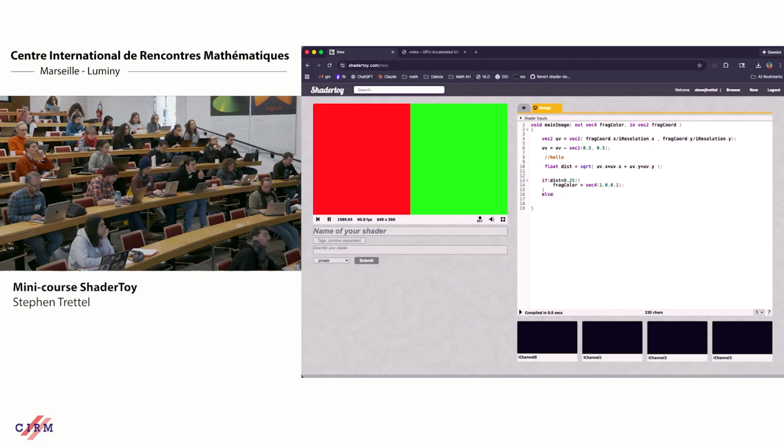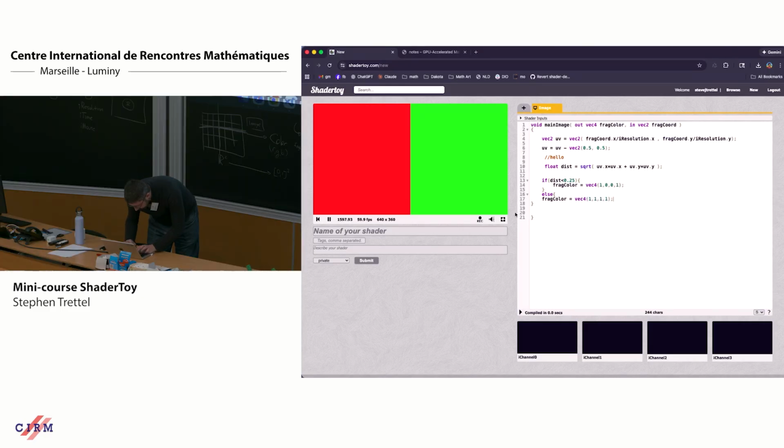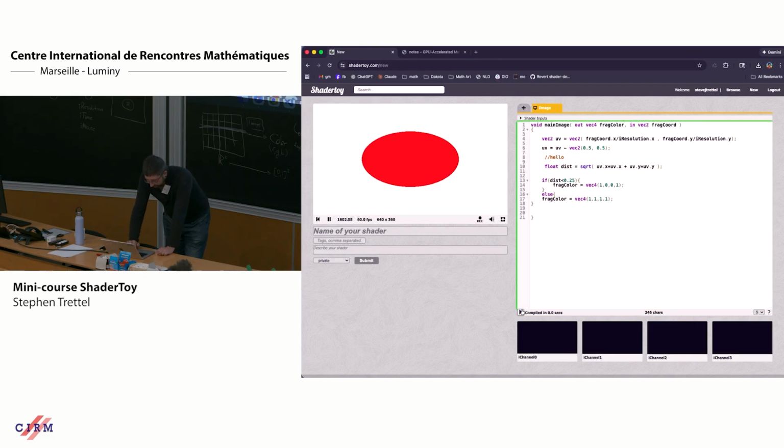And then else, let's make it white. So set everybody to 1. All right, let's see if it works. Ooh, kinda. Awkward. It's an oval, right?